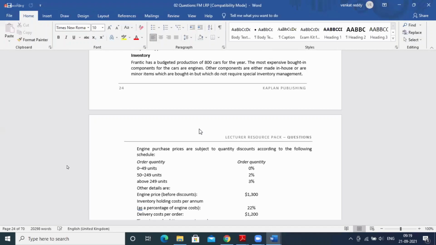Annual consumption is 800. Then ordering cost is 1200, and inventory holding cost is 22%, and the price of the engine is 1300. So I want you to calculate the economic order quantity. I hope you can easily do that. I will be giving 5 minutes. So please calculate the EOQ. After that, we'll proceed with the test.